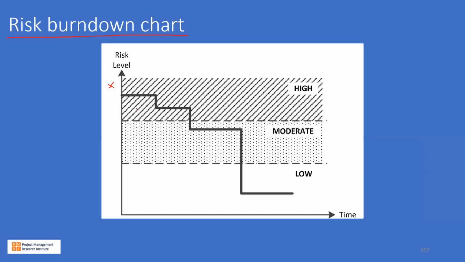This can be done for the overall project level too. If you put the cumulative P into I on the y-axis and continuously monitor on a timeline, we'll get a burn down chart. So it can be used for individual risk as well as for cumulative risk. Risk burn down chart is a very effective tool.